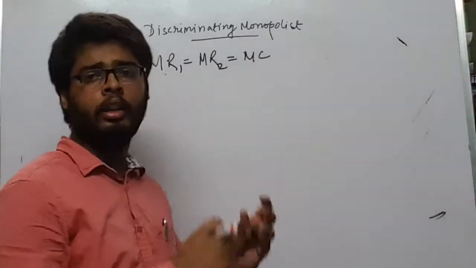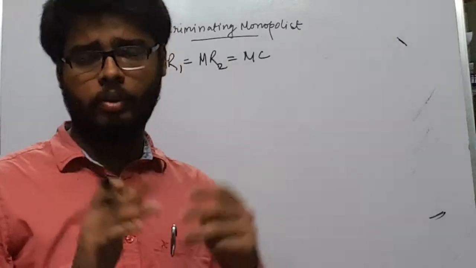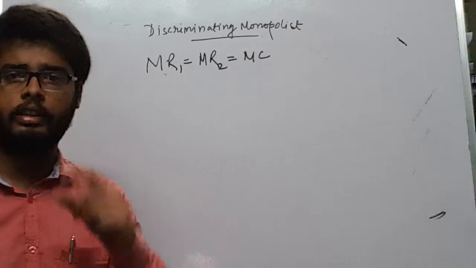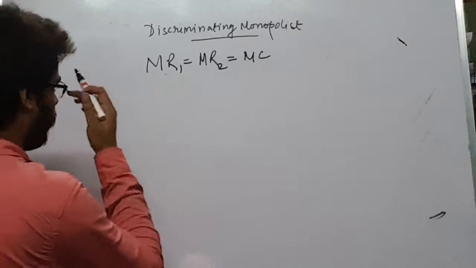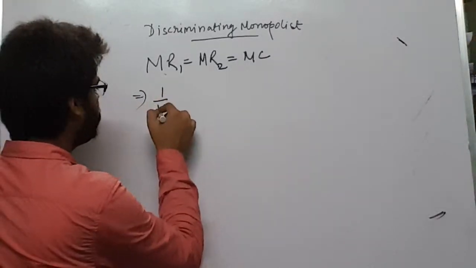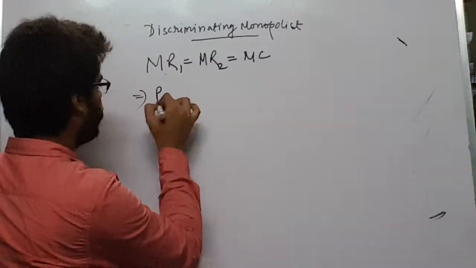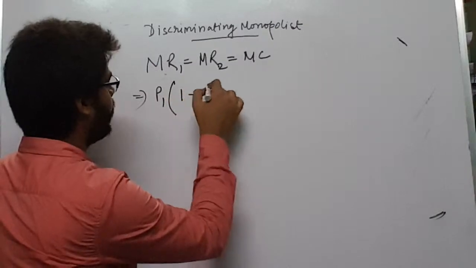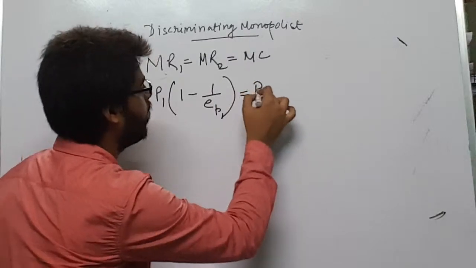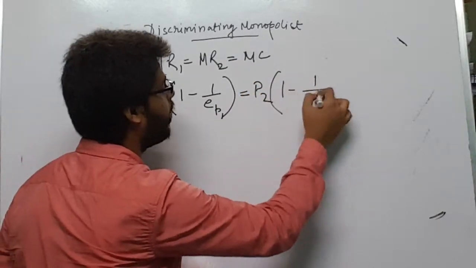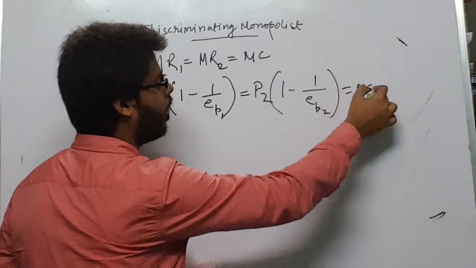A huge factor is price elasticity. How and what price will be charged in a market depends on the price elasticity to a large extent. A monopolist thinks about price elasticity while charging a price. So let us write this down. Price charged in the first market multiplied by 1 minus 1 by elasticity of price in the first market should be equal to price charged in the second market multiplied by 1 minus 1 by price elasticity in the second market, and this should be equal to the marginal cost.